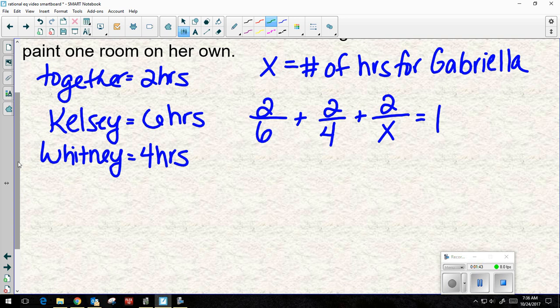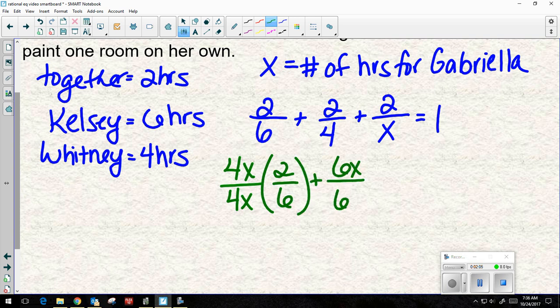Well, we can do this 2 ways. You can find the LCD, or you can just multiply by what's missing. So if I'm working with LCD, my LCD would be 12x because 4 and 6 both go into 12. But we can multiply by what's missing. So my first fraction is missing a 4 and an x. My second fraction is missing a 6 and an x.